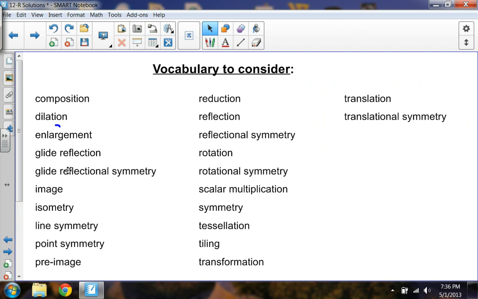But some vocabulary to consider. I don't really know if we use the word composition, but I think everything else, tilings like tessellation, just different words that we use. Just things to look at, make sure that you know if they show up on a question.